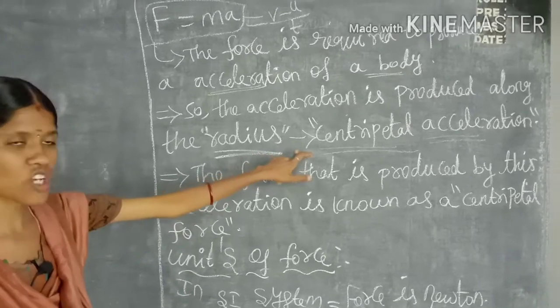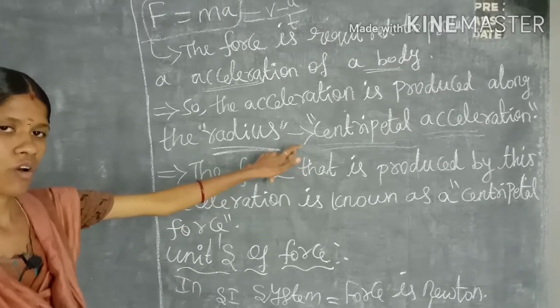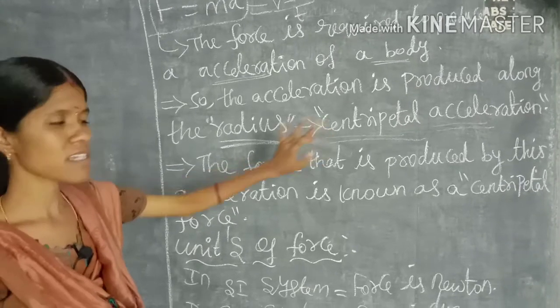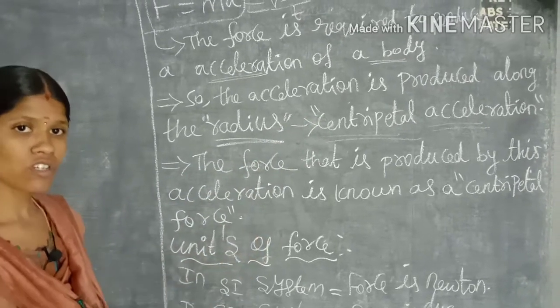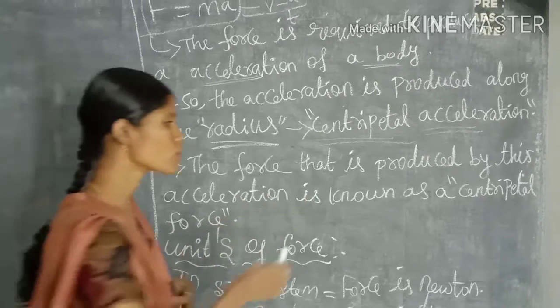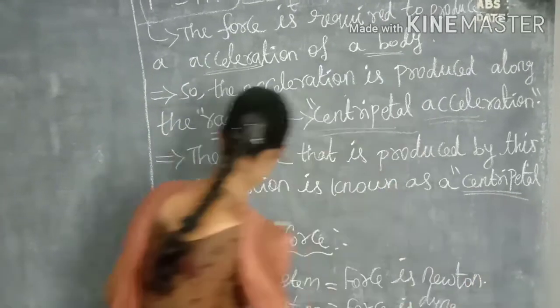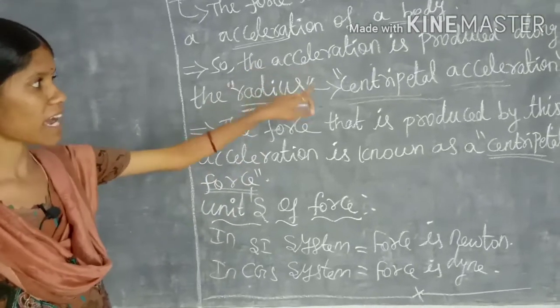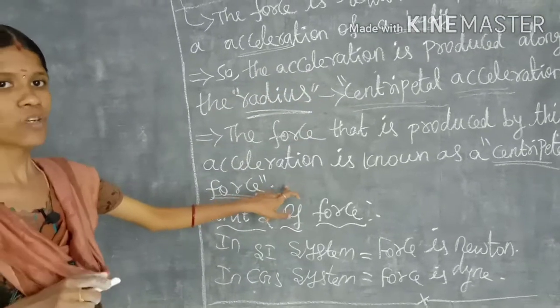Next, the force that is produced by this acceleration. This acceleration will produce some amount of force, and that force is called centripetal force. So the force which is produced by the centripetal acceleration is known as the centripetal force.